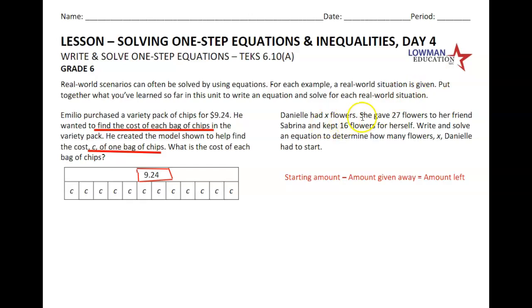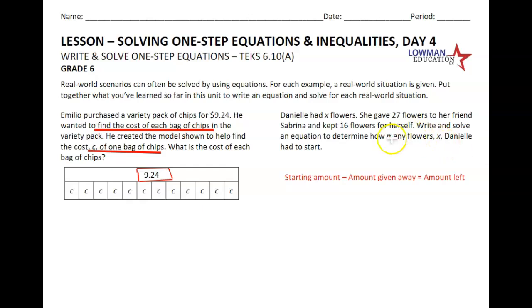Daniel had X number of flowers. She gave 27 flowers to her friend Sabrina and kept 16 flowers for herself. Write and solve an equation to determine how many flowers X Danielle had to start with. So if she gave 27 flowers to her friend Sabrina, she kept 16 for herself. Now I know some of you are like, oh, I'm going to take the 27, I'm going to add the 16, and I'll get my total. And you're absolutely right. You can start with that thinking and then work backwards to help you write an equation.